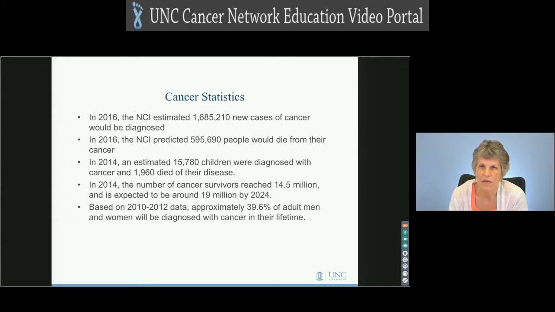The unfortunate thing is when you think about looking at your family, you look around the room, you look at your friends and your colleagues, the chance of somebody being diagnosed with cancer in their lifetime is around 40%. So you're looking at a 4 in 10 or a 2 in 5 chance of, at some point, being told that you or a family member has cancer.